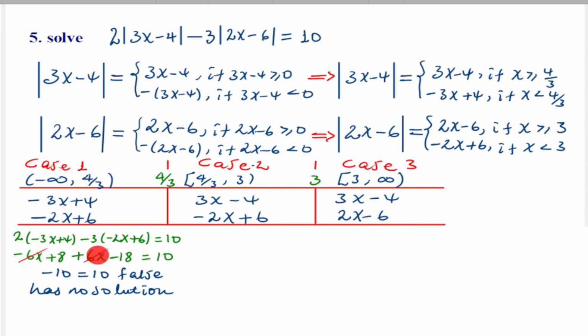Minus 6x plus 6x will be cancelled out. 8 minus 18 is minus 10, which is equal to 10, which is false. So this case has no solution.